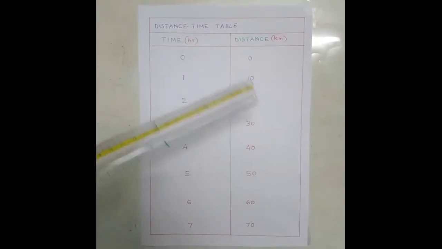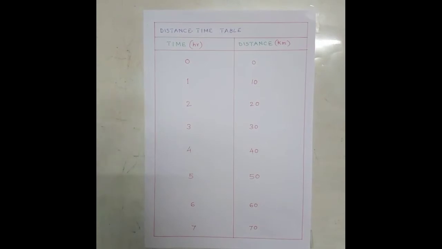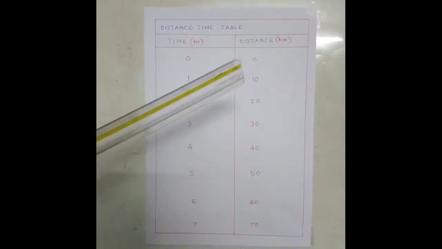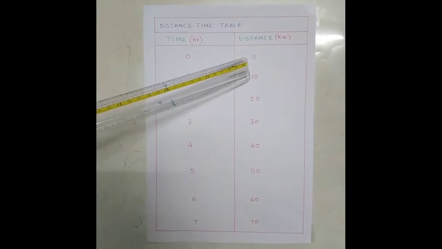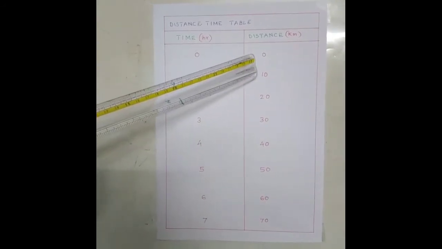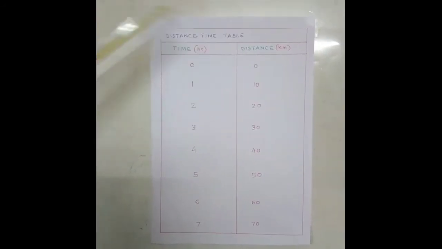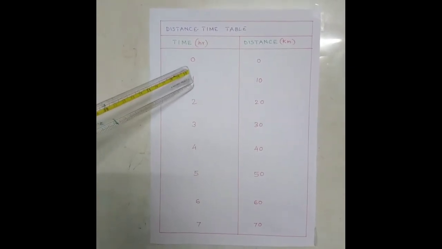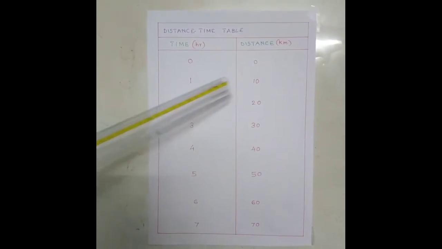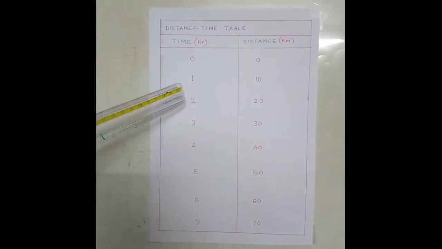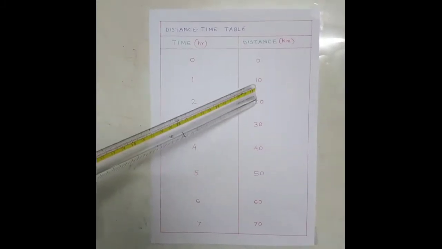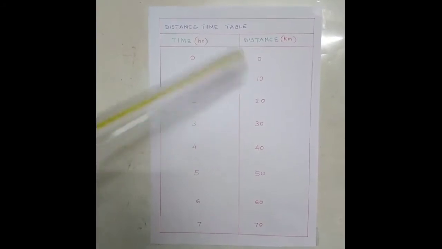Imagine this object is a moving vehicle, a car. Suppose it is a car, and you can see after 1 hour it is at a distance of 10 km. That means the speed is 10 km per hour. And at the end of 2 hours the car has travelled 20 km. So 20 divided by 2, again 10. So 10 km per hour is the speed of the car.